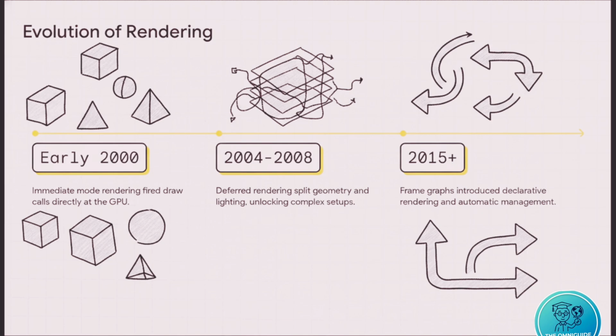Evolving from that brute force immediate mode in the early 2000s into the complex, incredibly fragile deferred rendering pipelines between 2004 and 2008 naturally led to a breaking point, and that breaking point finally led to declarative frame graphs, pioneered by engines like Frostbite around 2015. The industry collectively realized, hey, manually managing thousands of lines of fragile synchronization code, that's just no longer sustainable for modern AAA development. We desperately needed a system that could think for us, track dependencies automatically, and allow developers to actually focus on making the game look good.